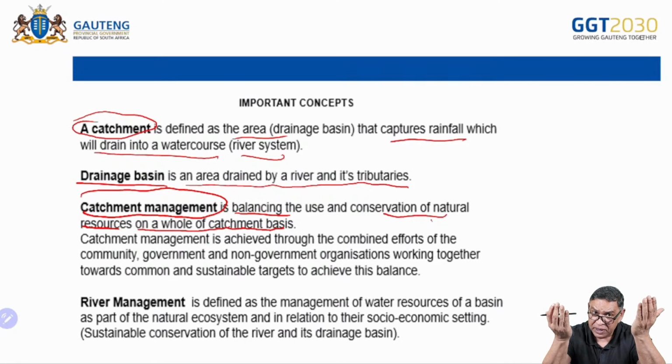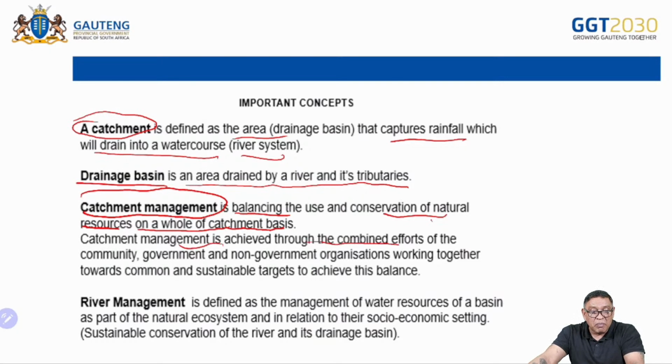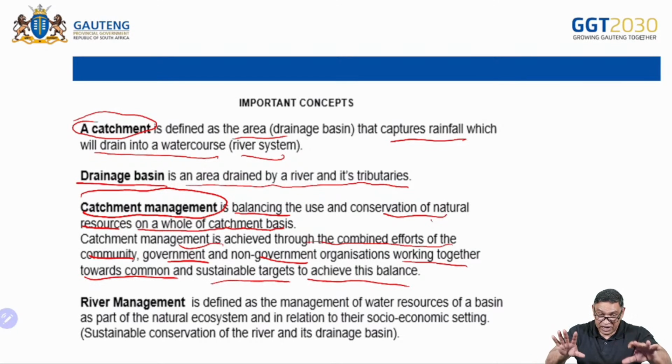Human beings are there. People are there. You understand? And of course, we need to avoid them overusing the area and totally damaging it. So there has to be a balance between human activities and conserving the environment. So catchment management is achieved through combined efforts of the community, government, and non-government organizations working together towards common sustainable targets to achieve this balance. The balance between humans using the catchment area and conserving the catchment area.